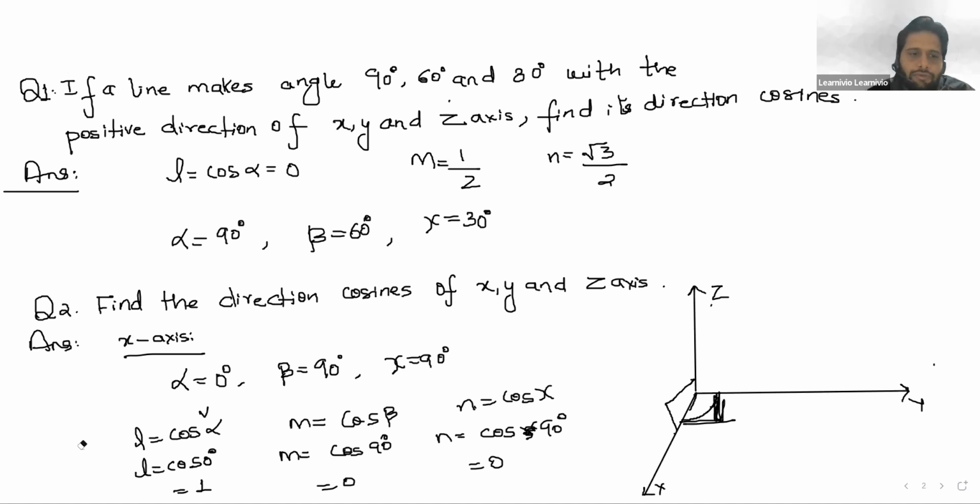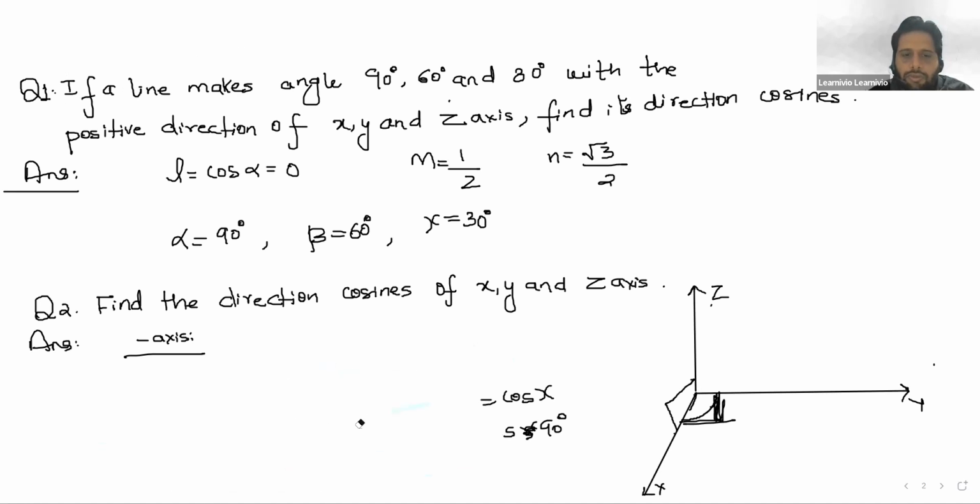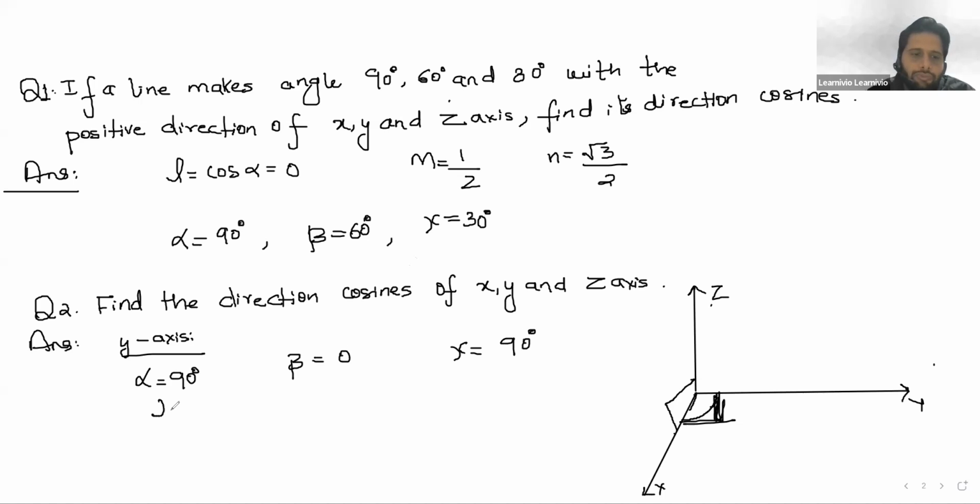So, Josefa, we have discussed the x-axis. Now, please tell me, for the y-axis, what is alpha, beta, and gamma? And it is better if you unmute yourself, okay? It will save our time. So, for the y-axis, what is alpha, what is beta, and what is gamma? Very good. Alpha is 90, beta is 0, gamma is 90. Very good.